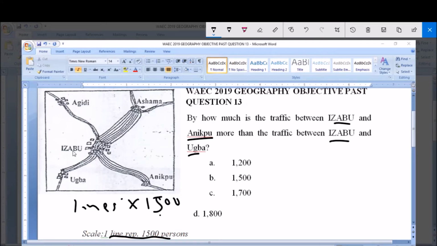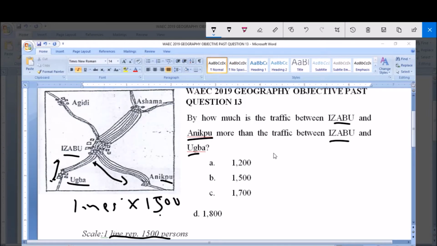So this is where Izabu is located, this is Anipu. So the first is from here to this point, and then the second is from this Izabu to Uba, so from here to this point. So the number of lines between Izabu and Anipu is 5 lines.